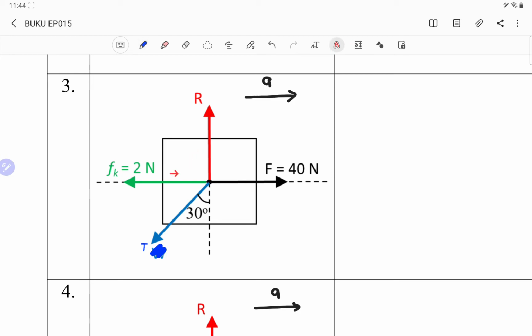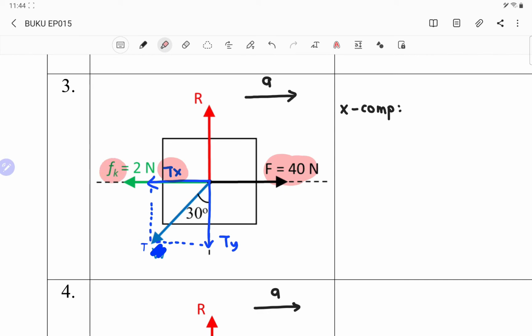Now we have diagram 3. Diagram 3 dia ada 1, 2, 3, 4 juga komponen. But then vector T, we need to resolve it to X and Y component. Okay, so this one, Tx akan duduk di sini. Okay, and then Ty akan duduk di sini. Okay, to write the equation for the X component. Kita tengok pada paksi X, kita ada F equals to 40. Kemudian kita ada Tx and also Fk.